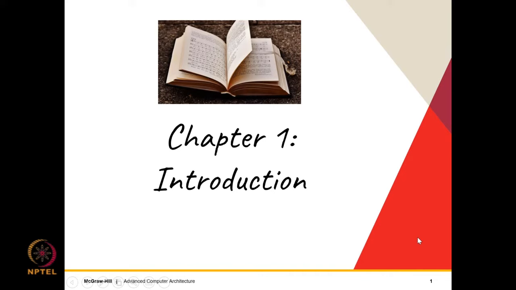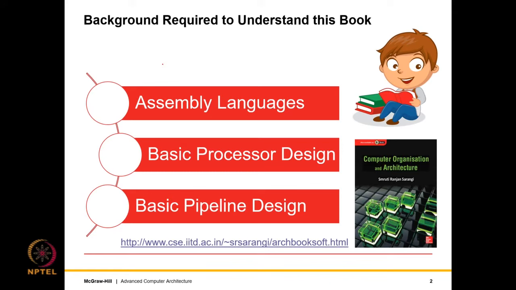Welcome to Chapter 1 of the book Advanced Computer Architecture. So, this chapter is primarily introductory, but to understand this entire book, it is necessary to have an idea of some of the basic concepts of computer architecture. These include assembly languages. So, it can be any assembly language, ARM, x86, anything, but at least the basic idea of assembly languages should be there.